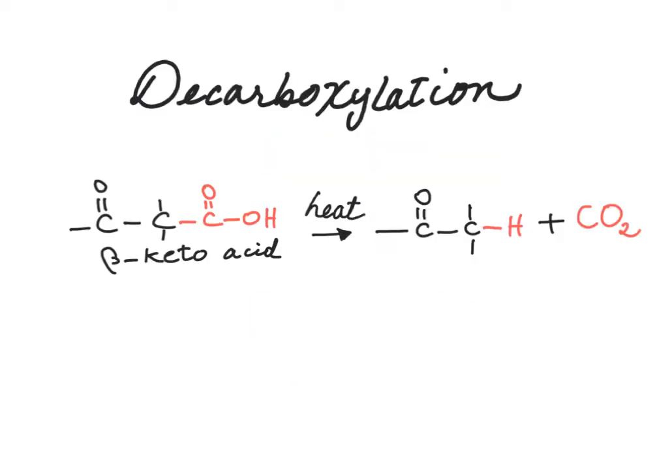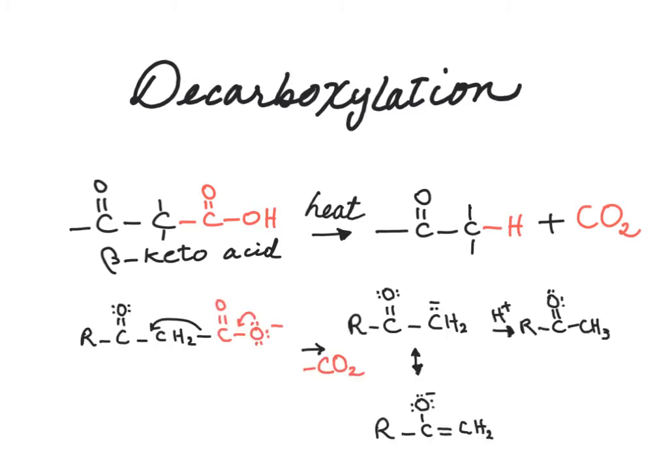The reaction whereby a carboxylic acid loses CO2 is called decarboxylation. Beta keto acids decarboxylate readily when they are heated to 100 or 150 degrees, and some of them decarboxylate slowly at room temperature. When a carboxylate ion decarboxylates, it forms a resonance-stabilized enolate anion. When the acid decarboxylates, it will go through a six-member cyclic transition state and produce an enol that tautomerizes to a ketone.